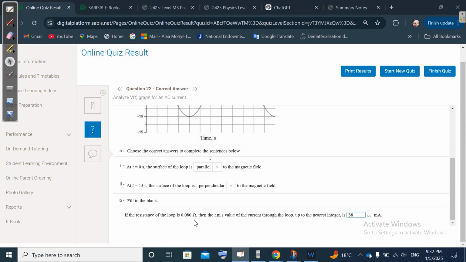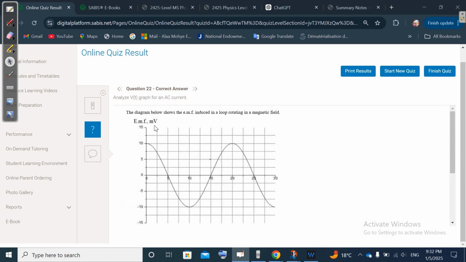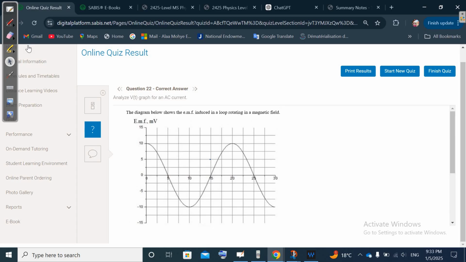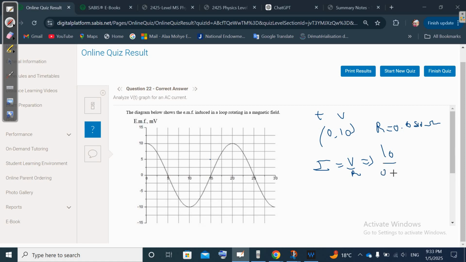If the resistance of the loop is 0.080, then the RMS value of the current of the loop. Okay. So I have V. They want the RMS of the current, so be careful. Now, let's take a point, for example, 0.10, where this is the time, this is the volt. They told me the resistance is 0.080 ohm. To find I, I know it's V over R. So therefore, 10 over 0.080.